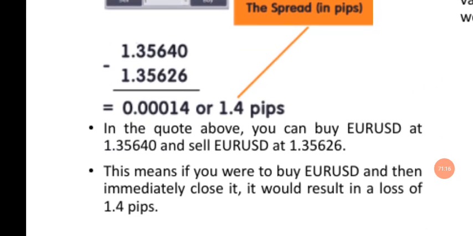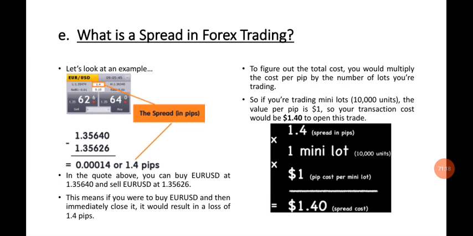In the quote above, you can buy euro US dollar at 1.35640 and sell euro US dollar at 1.35626. This means if you were to buy euro US dollar and then immediately close it, it will result in a loss of 1.4 pips. To figure out the total cost, you multiply the cost per pip by the number of lots you are trading.